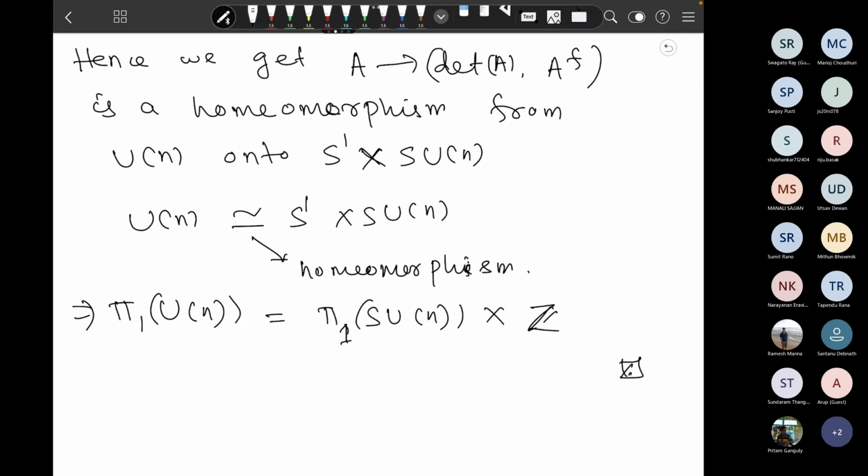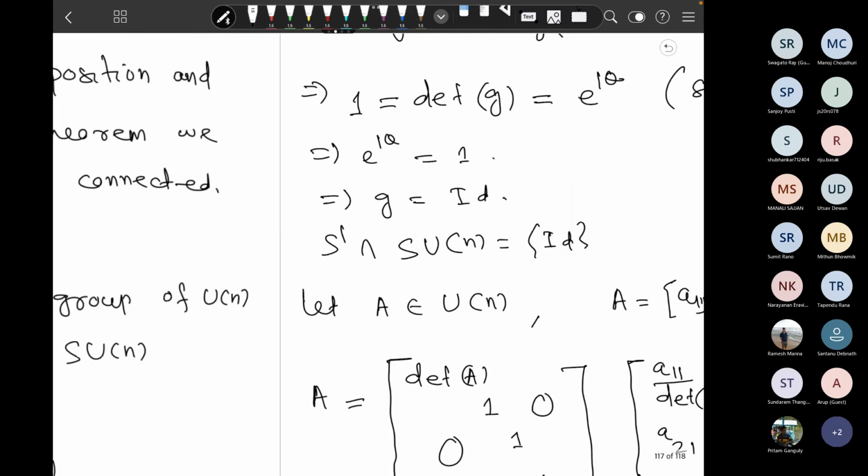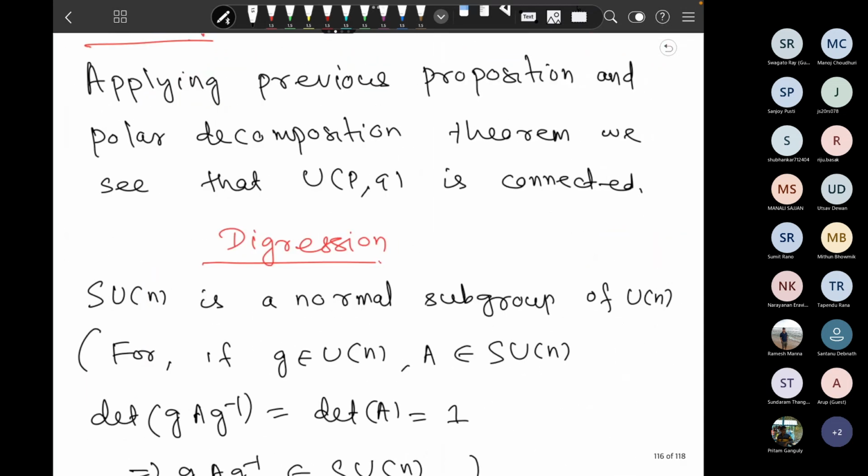This is a small result, but it is a nice result. So now we want to really come back to our case: whether this S(U(p) cross U(q)) is actually connected or not. Okay, so let us see.